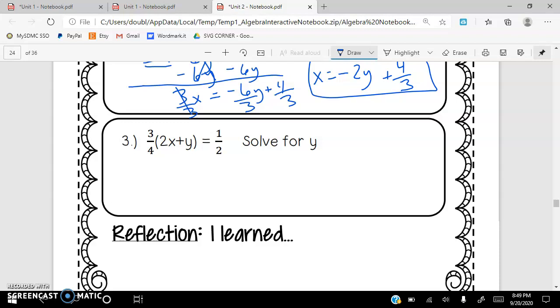So now we have to solve for y again. Number 3. Now, I know we see the parentheses, but we can get rid of this 3 over 4 by doing the inverse, which is 4 over 3. And we need to do it to both sides. We want to multiply it. So these cancel out, leaving me with 2x plus y equals 1 times 4 is 4, and 2 times 3 is 6.